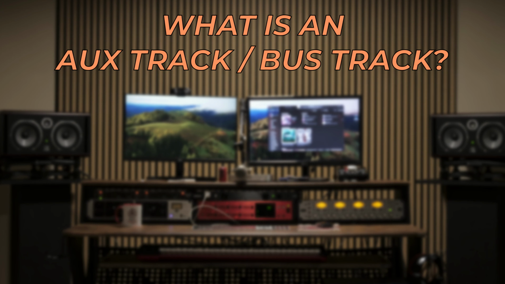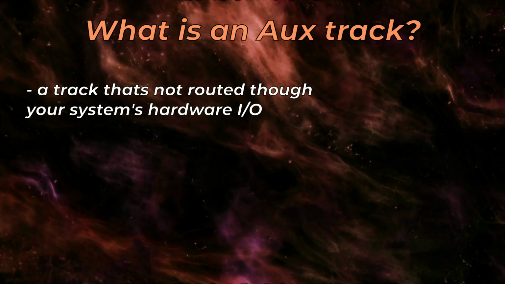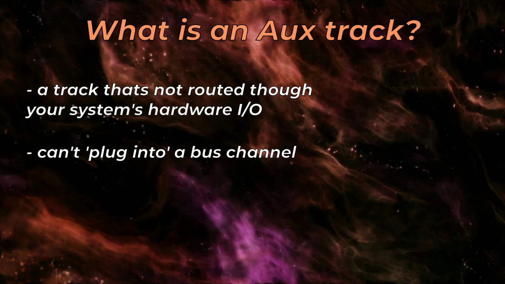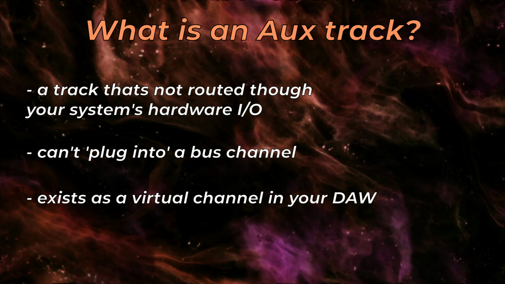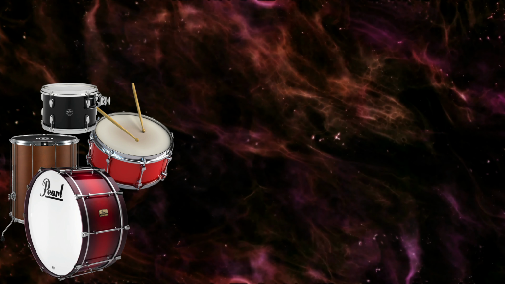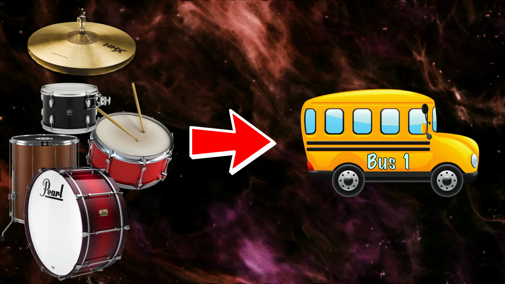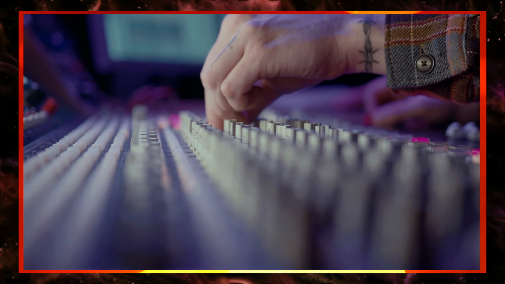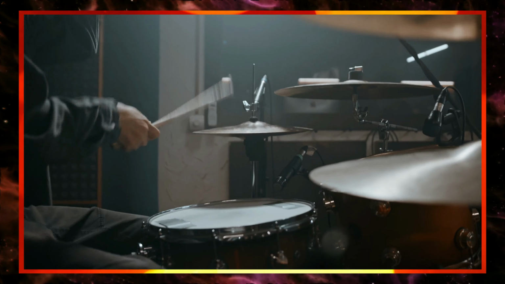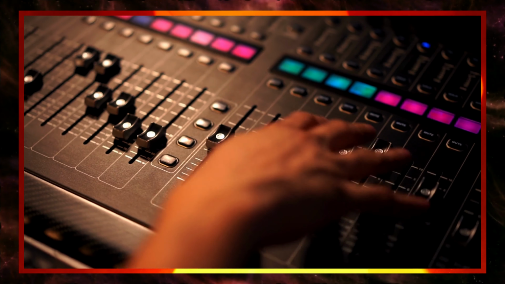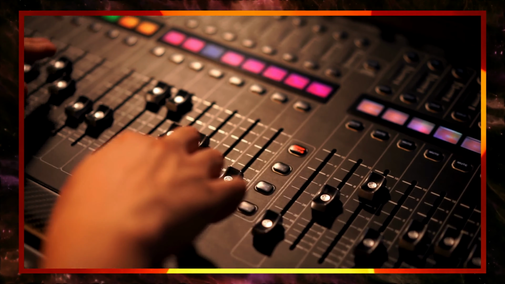So what is a bus track or an auxiliary track? That's a track that's not routed through your system's hardware channels. It's not something that you can plug into on your interface. It's a channel that exists solely within your computer's DAW. By creating a bus channel, we can send multiple tracks to that bus to be grouped and then processed together. Now, this was commonly used in live sound analog consoles for something like the drums. Once the engineer got the drums balanced nicely, they could send them to the drum bus to adjust the volume of the entire kit on a single fader.